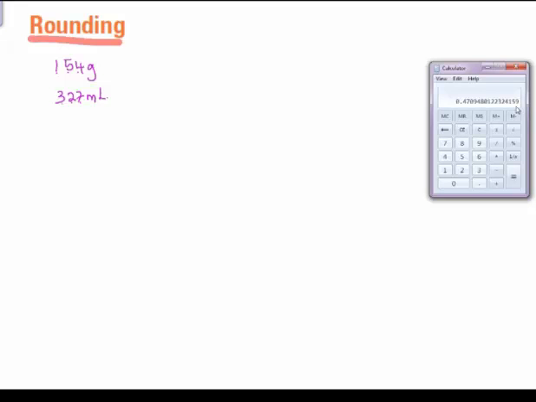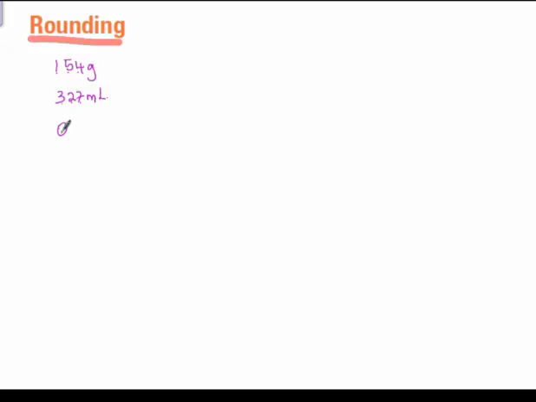Such an answer has to be rounded off to make its degree of certainty match that in the original measurement. The answer here should be 0.471 grams per milliliter. And note the previous number which we found on the calculator, which was 0.470948012. So we round it off to three significant figures.